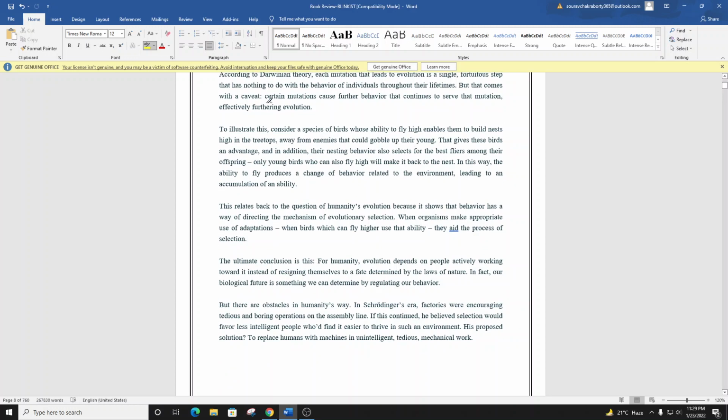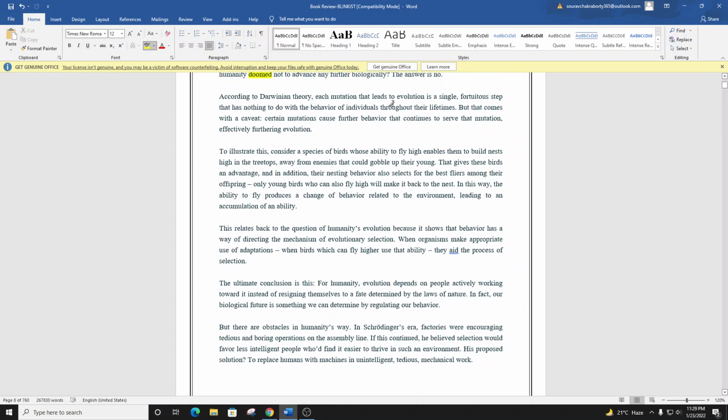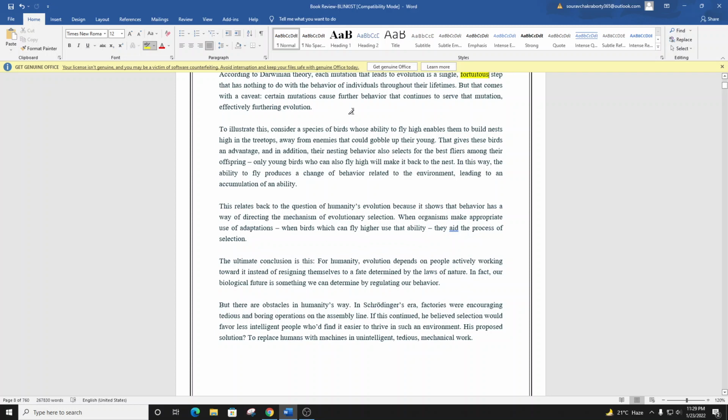According to Darwinian theory, each mutation that leads to evolution is a single fortuitous step that has nothing to do with the behavior of individuals throughout their lifetimes. But that comes with a caveat. Certain mutations cause further behavior that continues to serve that mutation, effectively furthering evolution.